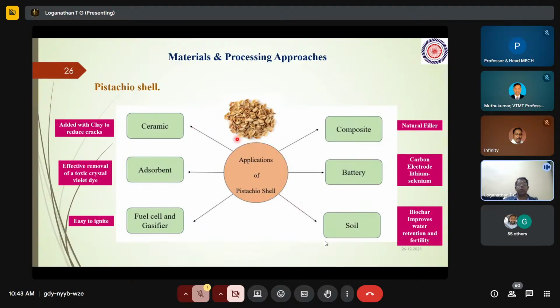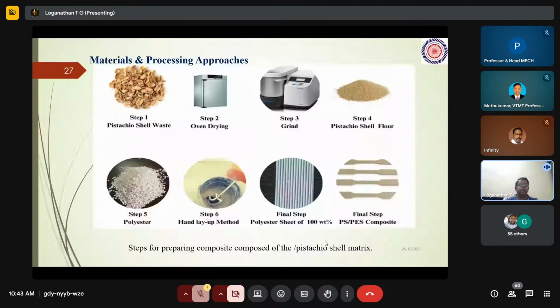See, one small shell has multiple applications. So in these areas, if you investigate, you can bring out good research. This is the objective of highlighting this particular work on pistachio shell. The first one is processing. You can see in the slide the various ways by which you can process it.